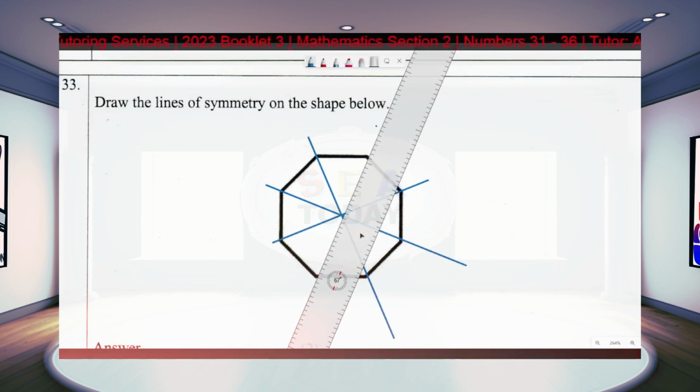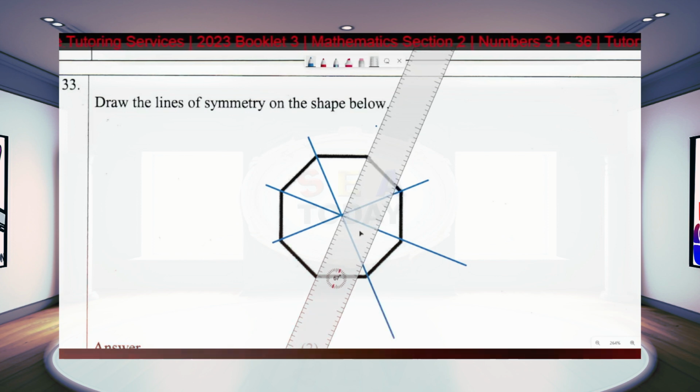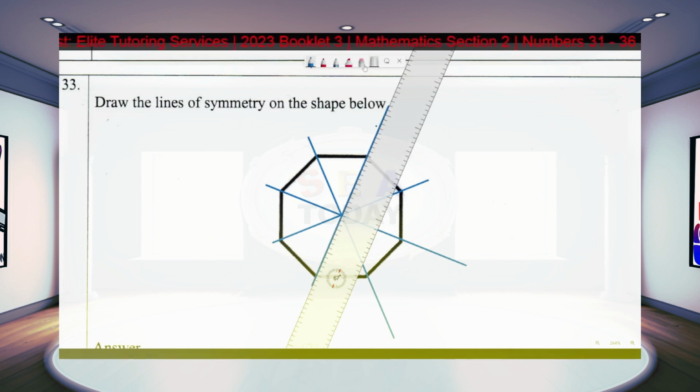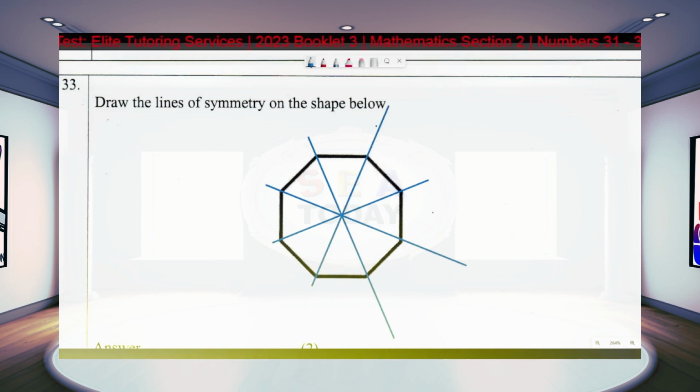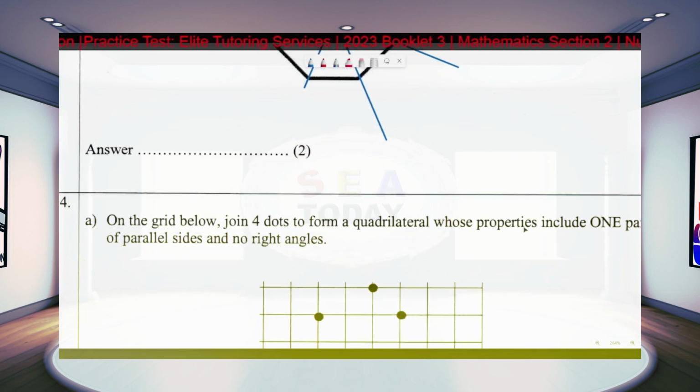Straighten up the ruler, line it up. Alright. There we go. All of those are the lines of symmetry. Each one cutting the shape in half and giving us an identical shape on both sides. Next question. That was 2 marks.